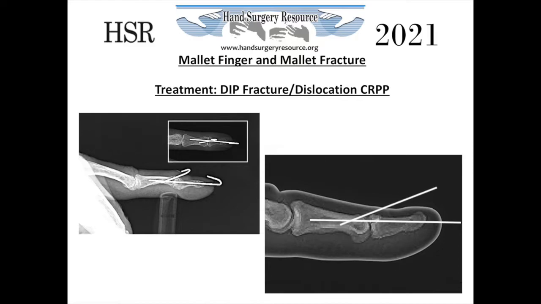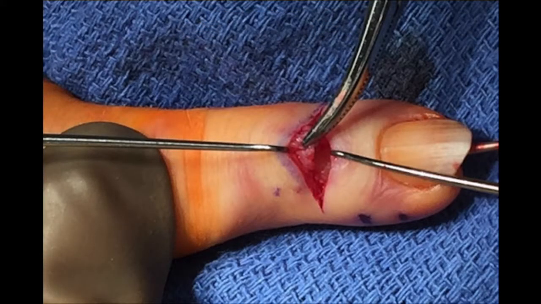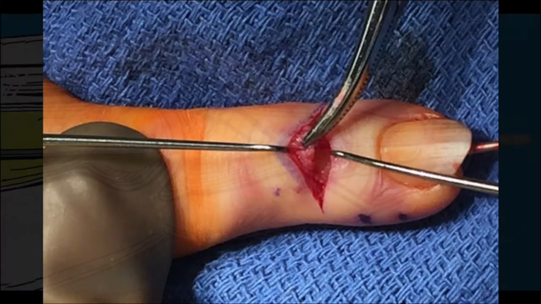At 4 weeks, the pins can be removed and splinting continued for an extra 2 weeks before switching to nighttime splinting. Here we see the initial steps of an open reduction and internal fixation of a mallet fracture. The longitudinal pin is in place, and the fragment has been identified at the tip of the hemostat.